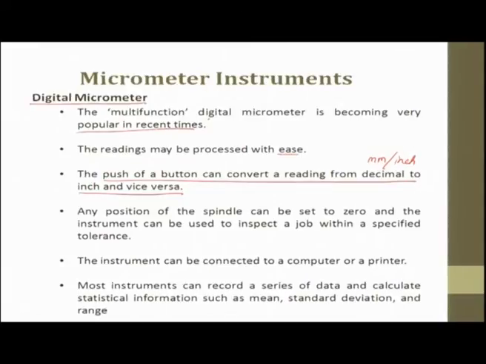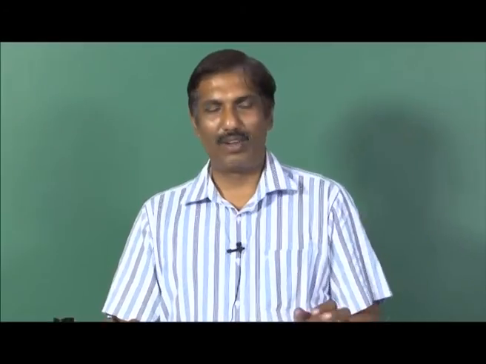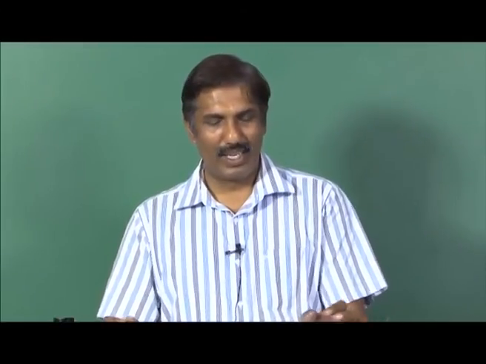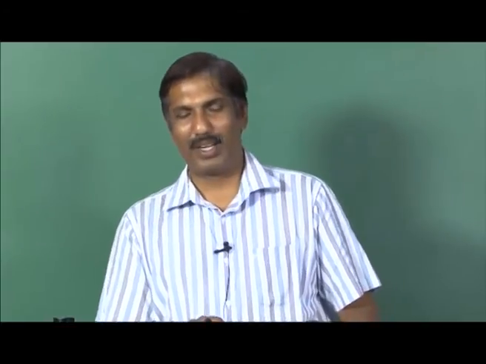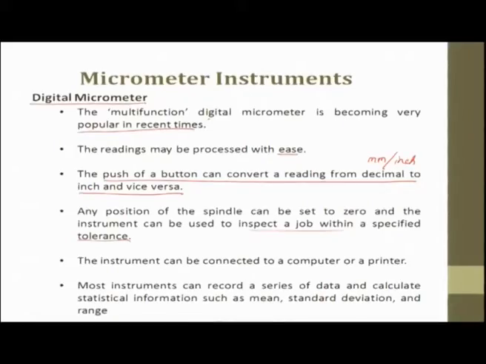Any position of the spindle can be set to 0 and the instrument can be used for inspecting a job without specifying the tolerance. That means you have a standard, and then you reset the button of the digital and make it 00, and henceforth from that 25 you just check the variation alone. The instruments can be connected to a computer, and this can also be used for statistical information like mean, standard deviation and range.